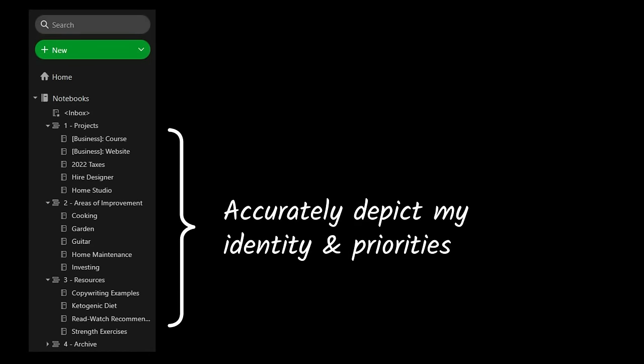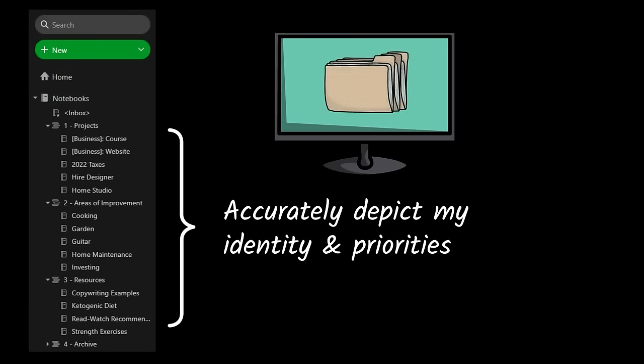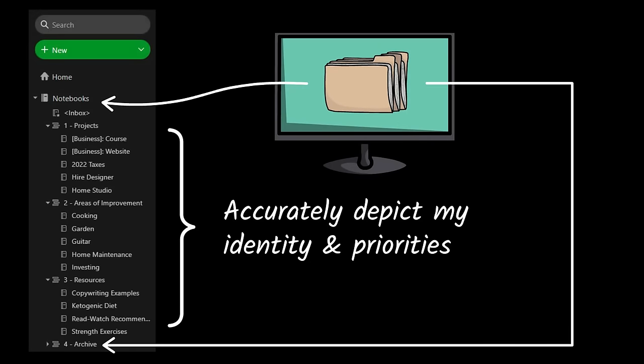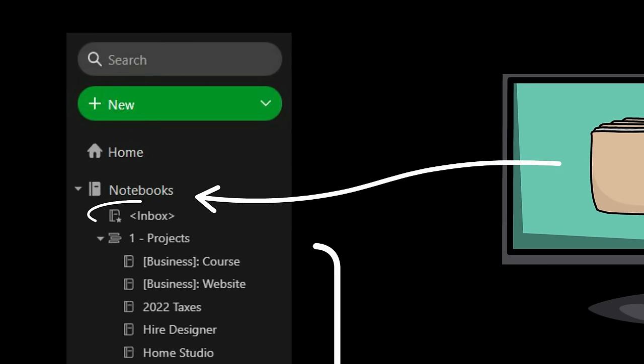After you've built your notebook structure of projects, areas of improvement, and resources that accurately depict who you are and what your priorities are, go through your existing notebook system and move the notes you use most and notes from the past month into your new second brain. Then put the remaining notes in your archive. When you capture new notes and are unsure where to put them, throw them into an inbox notebook or folder at the top of your note-taking system and move on with your day.